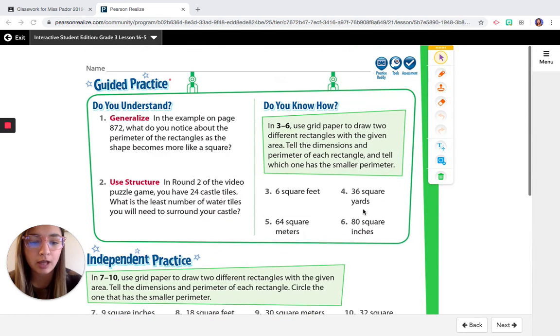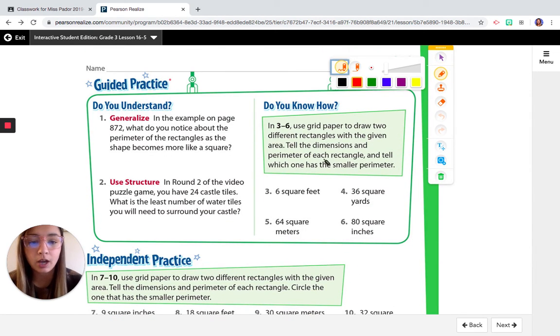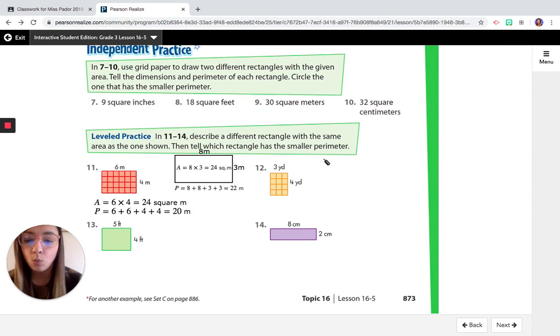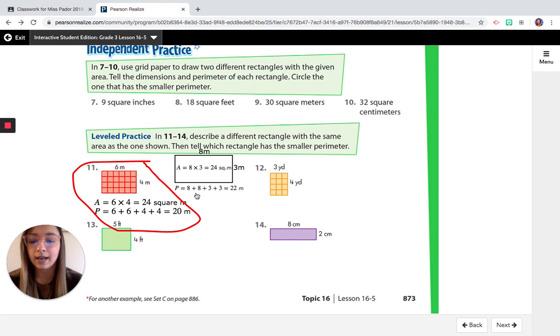Let me scroll up and get my circling tool because the last part of our question wants us to tell which rectangle has the smaller perimeter. My first shape has a perimeter of 20. My second shape has a perimeter of 22. I know that 20 is smaller than 22, so I'm going to go ahead and circle my shape right here because that has the smaller perimeter. So again, I hope that's easy to follow.